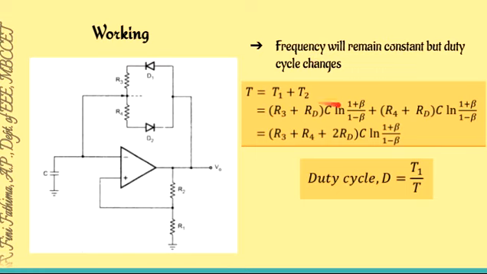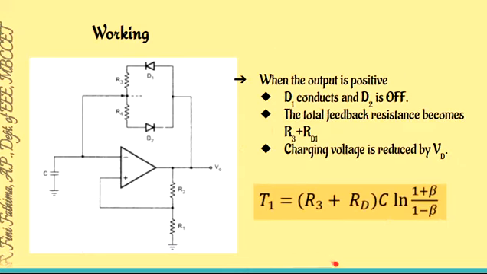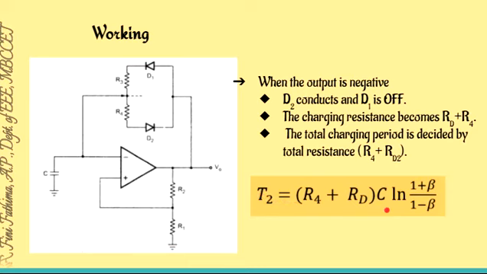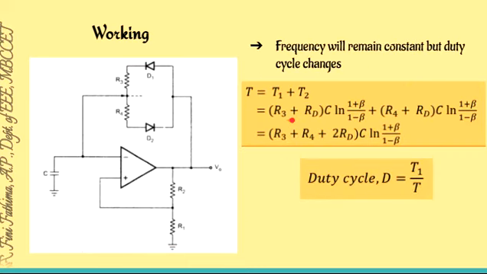That is the charging time plus the discharging time, that is T1 charging time plus discharging time is T2. I have written the equation, that is T1 is (R3 plus RD) into C, and T2 is (R4 plus RD) into C. T1 is (R3 plus RD) into C ln((1 plus beta) by (1 minus beta)), and T2 is (R4 plus RD) into C ln((1 plus beta) by (1 minus beta)).